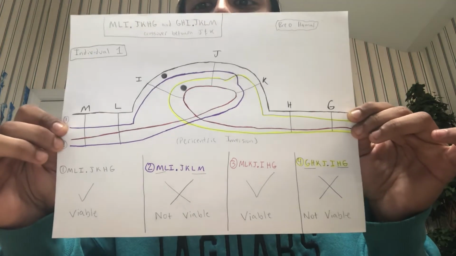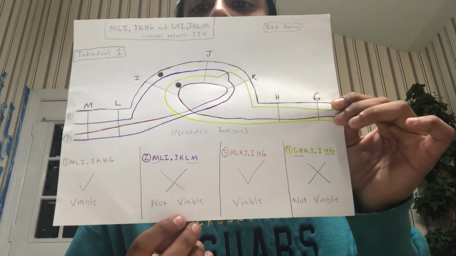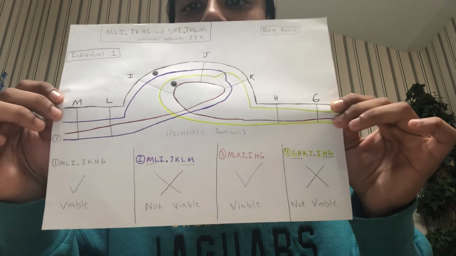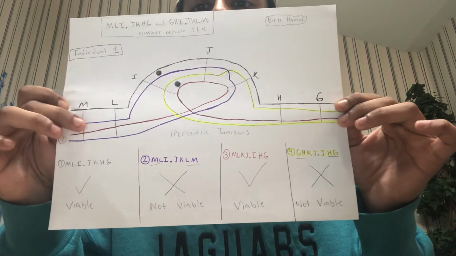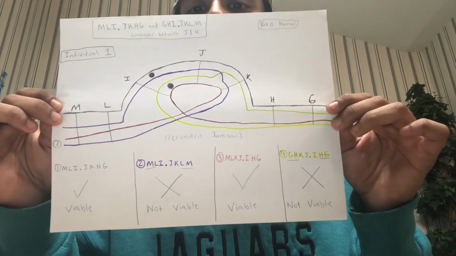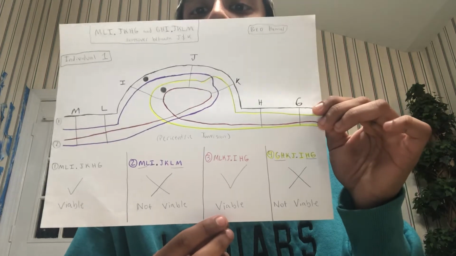We come across and we end up on the same side. We can see that duplication and deletion has occurred, so this gamete is not viable. We go to the third chromatid and we go across, and we can see that this is where the inversion loop occurs. We go through the inversion loop and end up on the opposite side. This gamete will be viable.